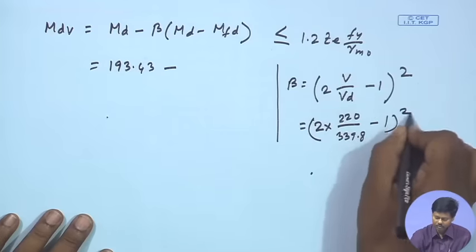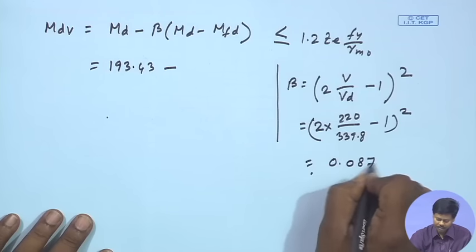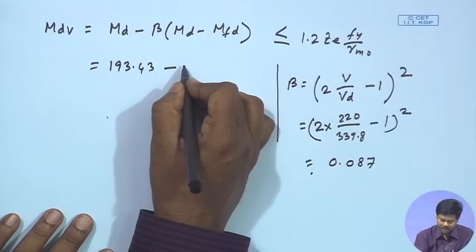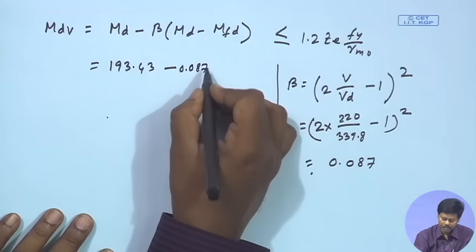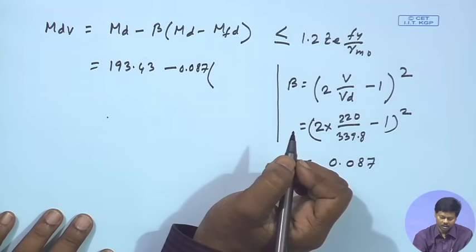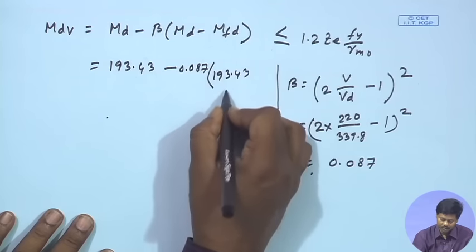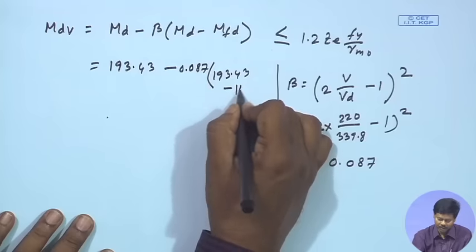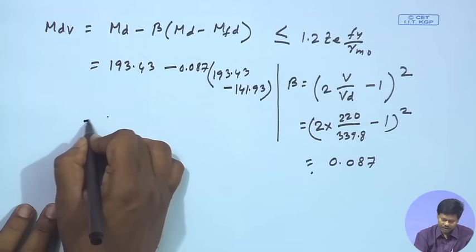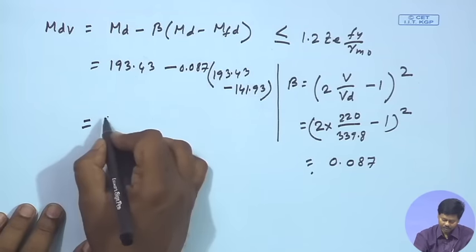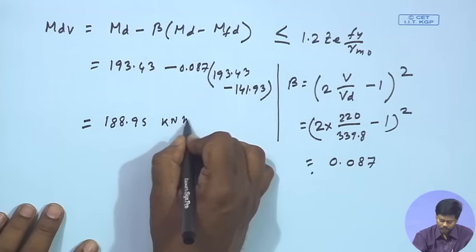So, after putting this value we will get beta as 0.087. So, we will multiply beta, that is 0.087, into MD minus MFD. MD is 193.43 minus MFD, which is 141.93, which we have calculated earlier. So, this is becoming 188.95 kilonewton meter, right.